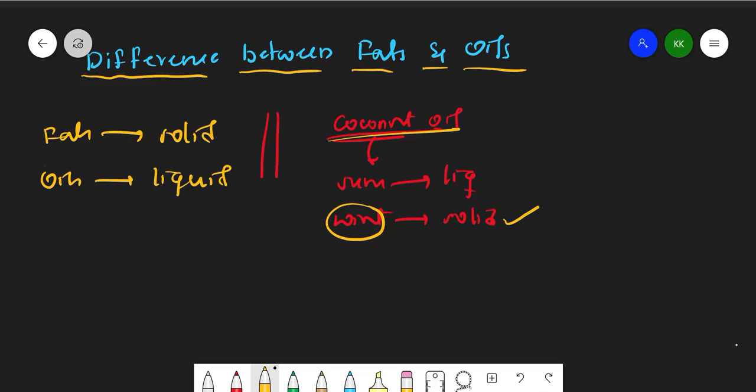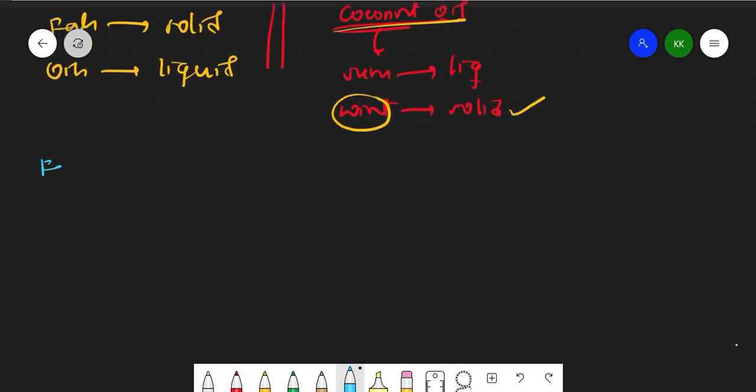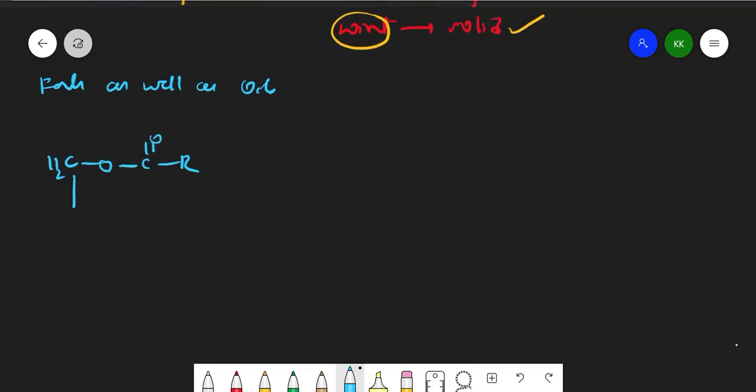We can distinguish fats and oils based on the percentage of saturated acid. For example, let me tell you. See here, fats as well as oils both have the same structure, CH2O COR. They have the same structure.